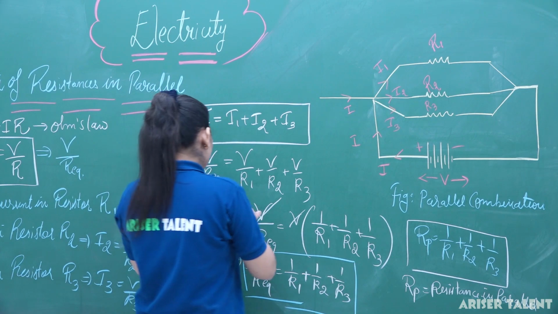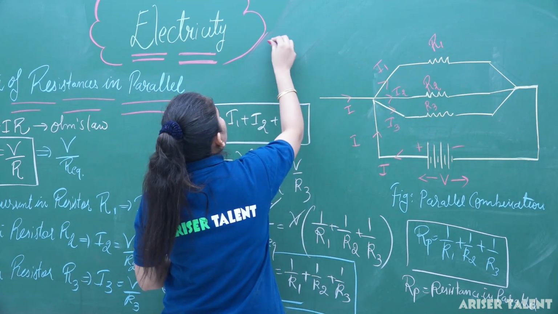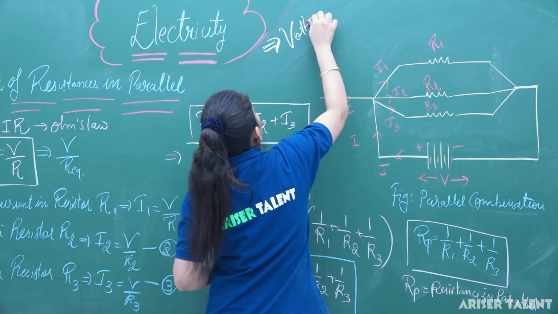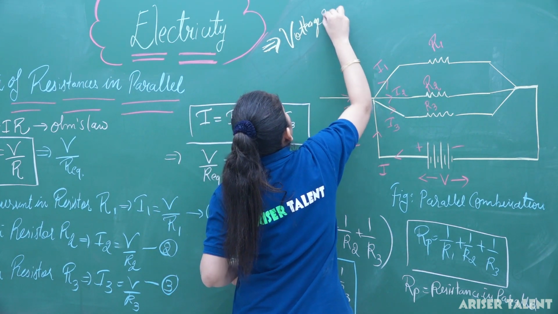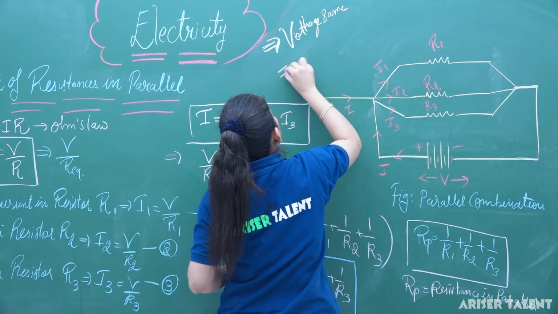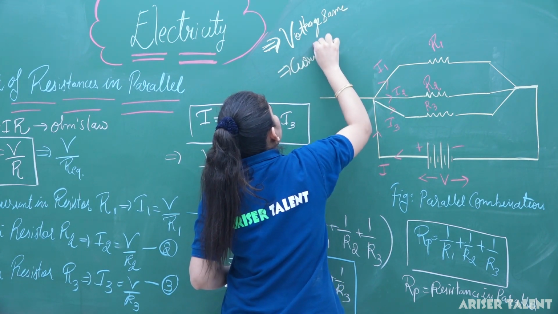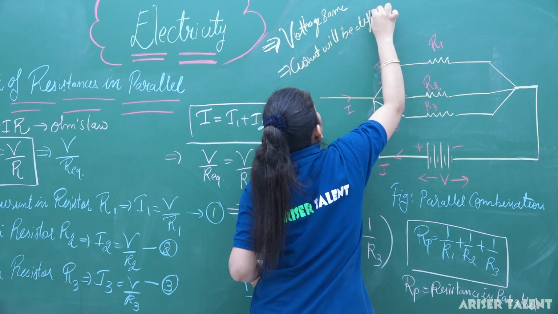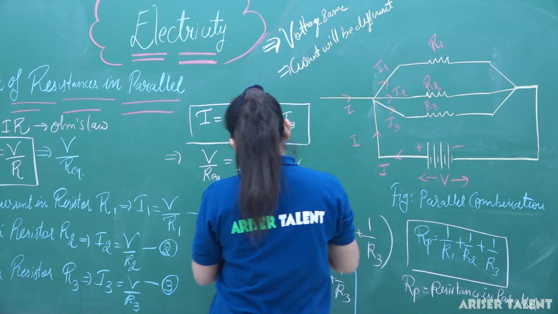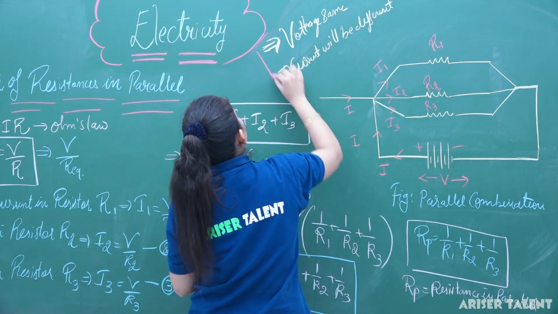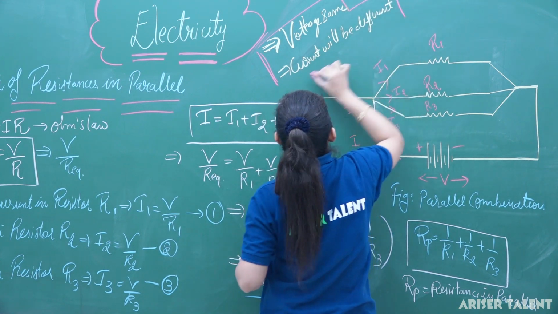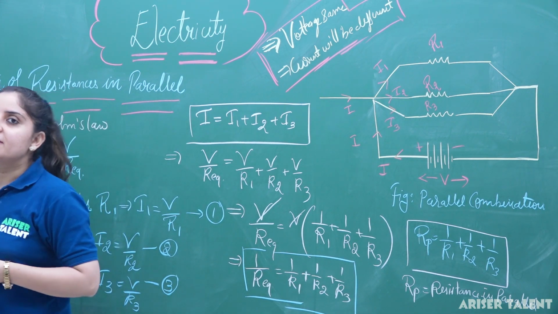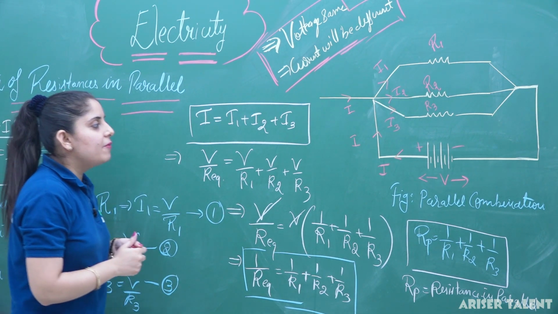But in case of parallel combination, what you have to do? You have to remember just 2 points. Voltage will be same and current will be different. So, these are the 2 important points to remember here, that voltage is same and current will be different. So, this is the equation of resistance in series and resistance in parallel we have.